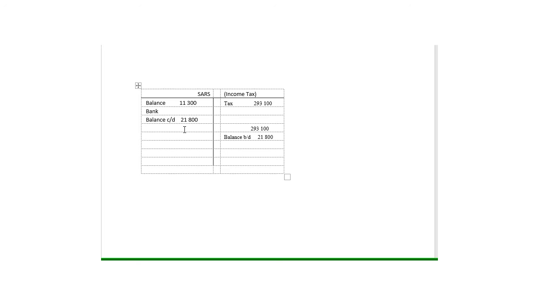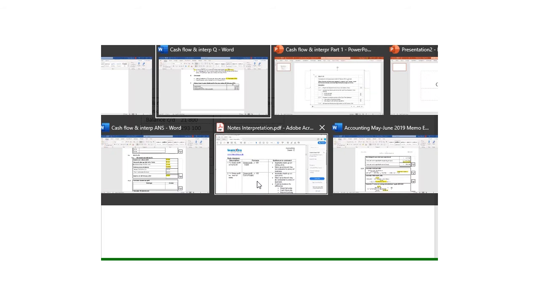Copy that amount to the debit side between the lines. I haven't got lines here. 293,100, which means my bank is then the difference between 293,100 and those two amounts. So I take 293,100 minus 21,800 minus 11,300, and that will give me 260,000, which is the amount that we paid on tax.